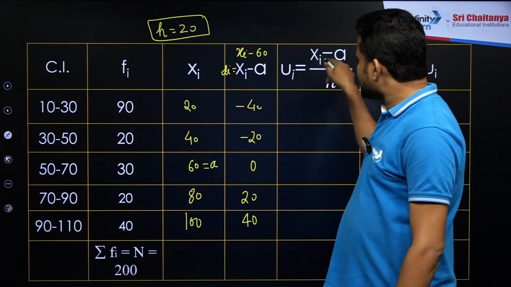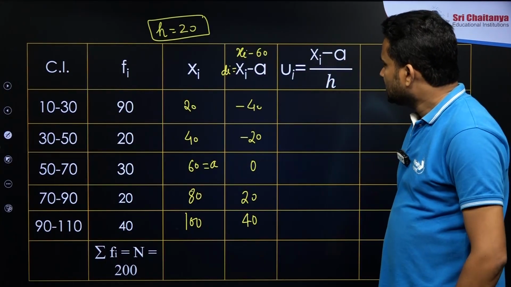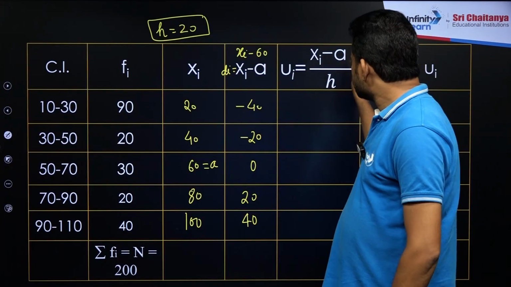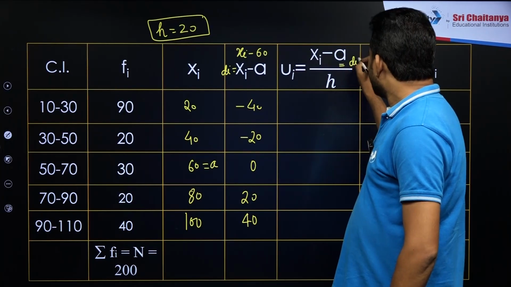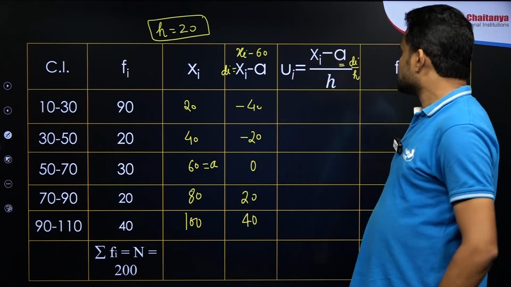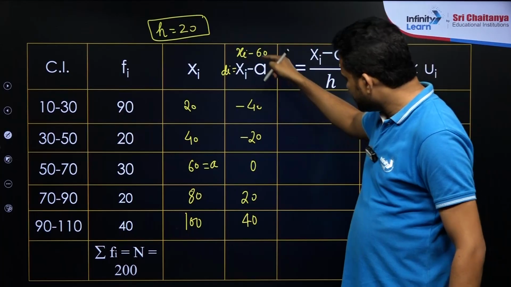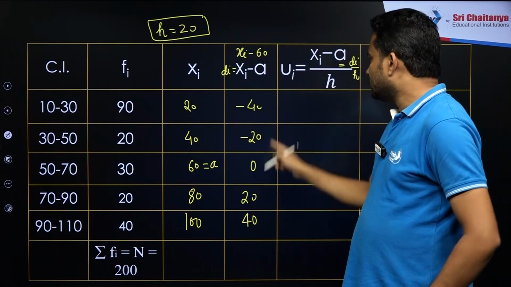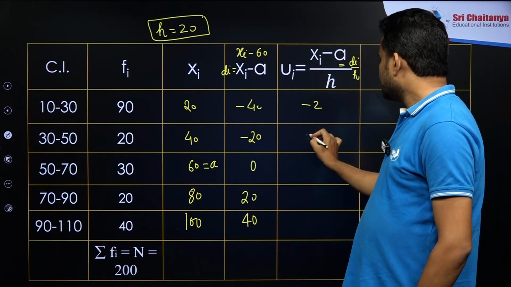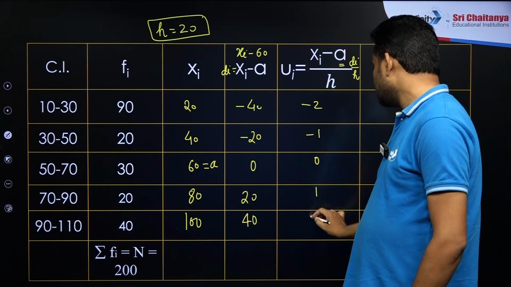So ui is xi minus a, so this is basically di by h, na? Because we have already calculated xi minus a, which is di. So we have to divide this column by 20. So we will get minus 2, minus 1, 0, 1, 2.